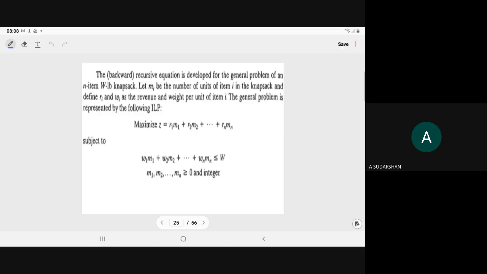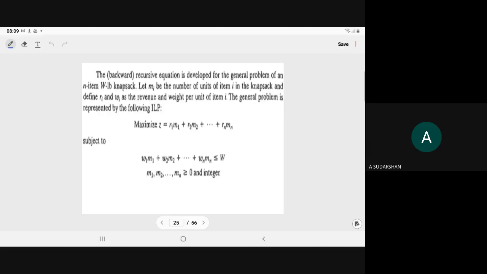Let's say capital W is the maximum limit of the knapsack. Let m_i denote the number of units of item i. Let us assume there are three items which you want to carry. For the first item, how many alternatives do we have? We may have one item, two items, zero items, four items, like that. So m_i is the number of units of item i in the knapsack, and we define r_i and w_i as the revenue and weight. Revenue means utility, the usefulness of the ith item, and w_i is the unit weight of the ith item.